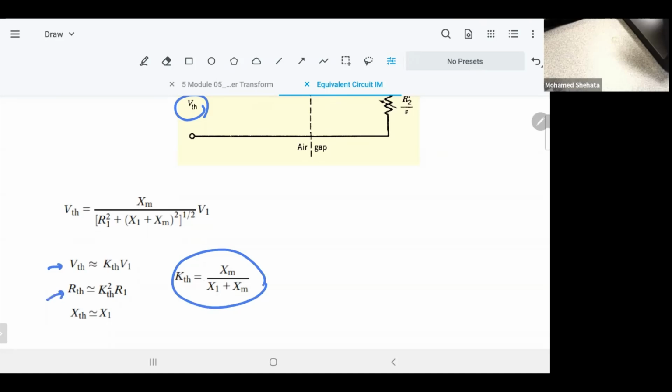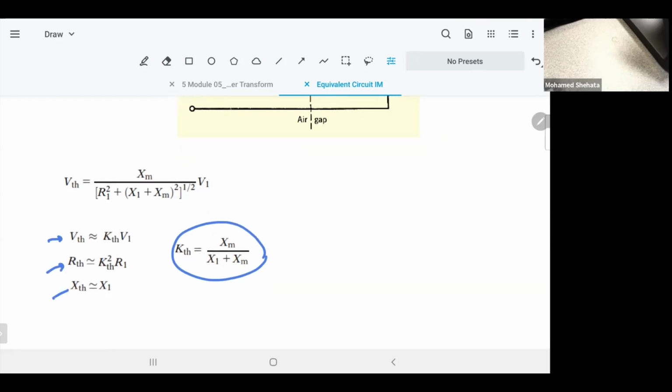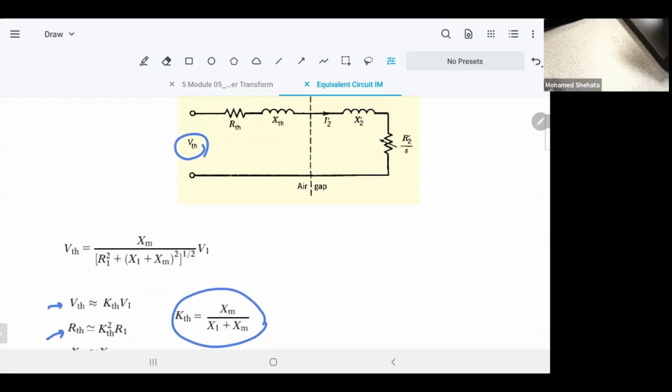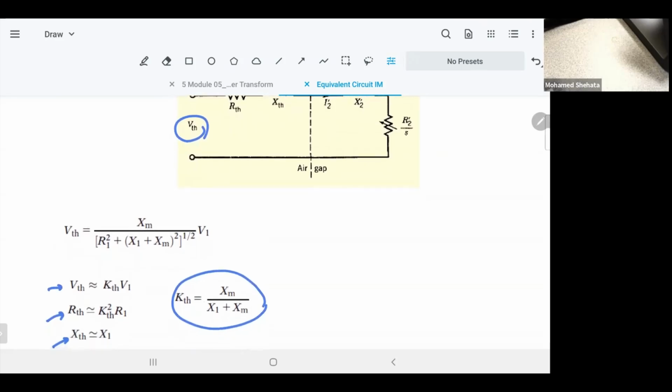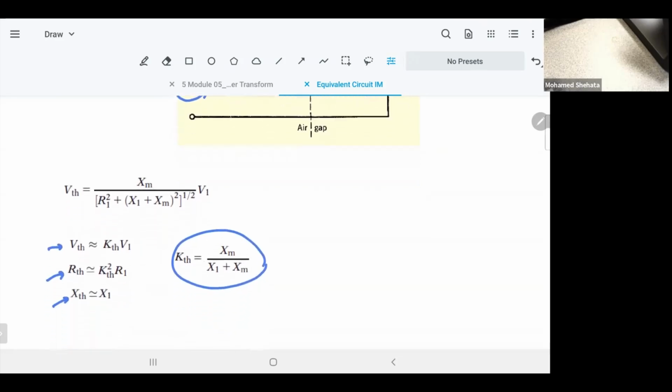And R Thevenin will be K squared times R1, so the stator resistance multiplied by this constant squared. And X Thevenin, we found that it's almost the same as X1. So these will be the parameters they're going to use with Thevenin and do everything that you like to do. Okay.